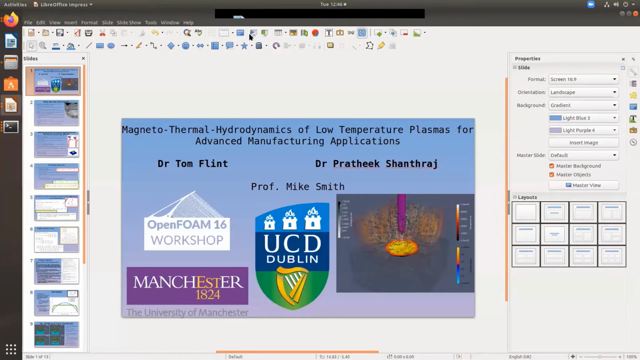Okay. Our next speaker is Dr. Tom Flint of the University of Manchester, and he will talk about magnetothermal hydrodynamics of low temperature plasmas for advanced manufacturing applications. The floor is yours.